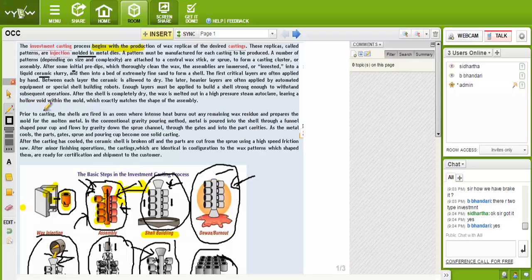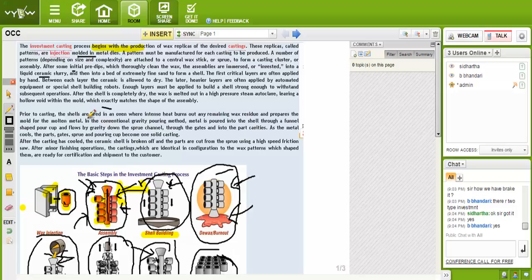Now, before casting, the shell is fired in an oven. We go to the oven and fire this assembly, and the heat burns out the remaining wax residue and prepares the mold for the molten metal. So whatever wax is inside this assembly is burned out by the heat chamber.